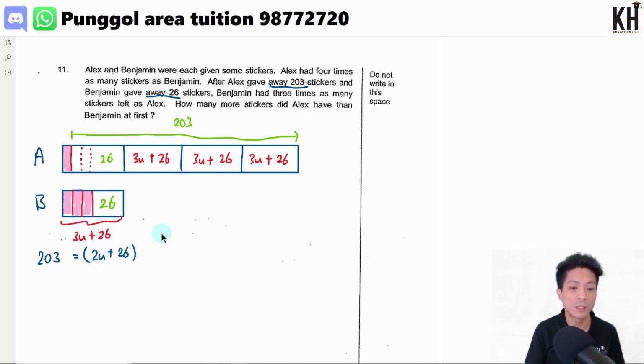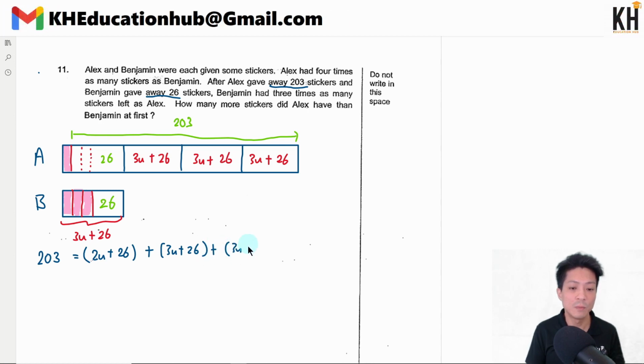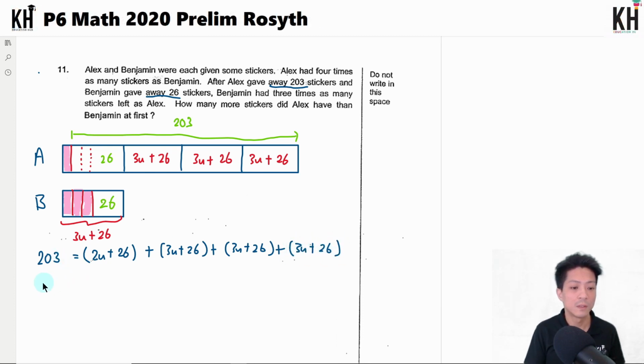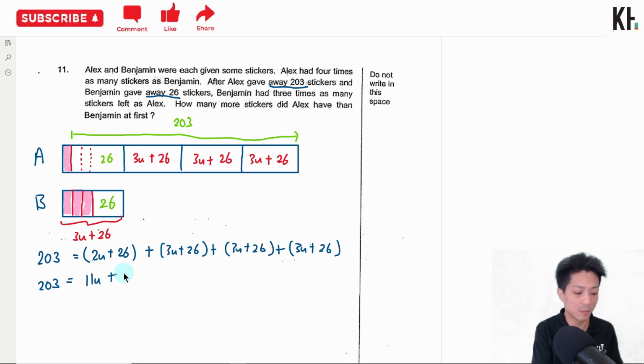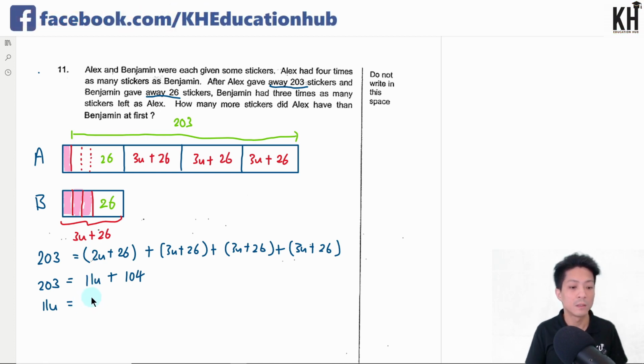I'm going to bracket it up so that you can see it properly. 3 units plus 26, another 3 units plus 26, and another 3 units plus 26. If you add it up, it will be 11 units plus 26 times 4, which is 104. So 11 units is equal to 99, and we know that 1 unit is equal to 9.